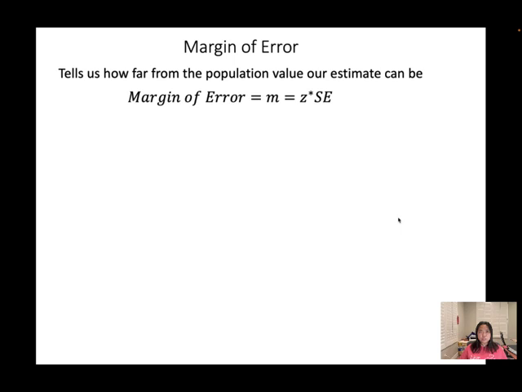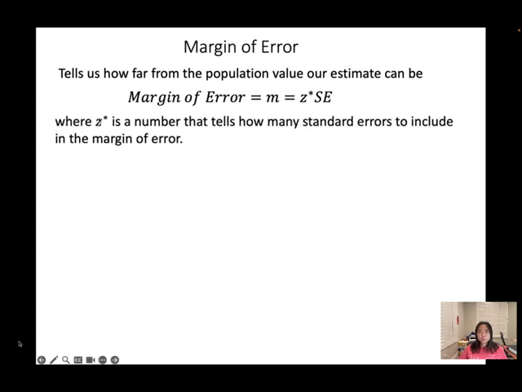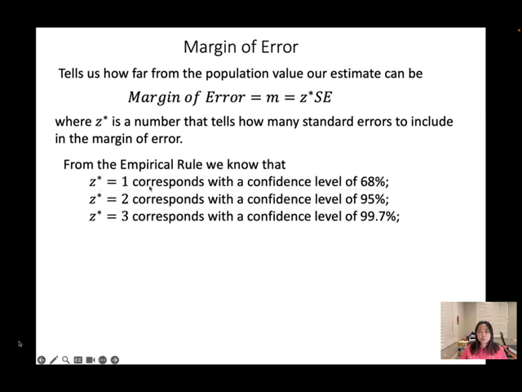Okay, margin of error tells us how far from the population value our estimate can be. We use M equal to z star times the standard error, where z star is the number that tells how many standard errors to include in the margin of error. Remember, for the first example, we're going to use 2 times the standard deviation because by the empirical rule, we know that 95% is talking about 2 standard deviations. So z star equal to 1 corresponds with a confidence level of 68%. This is by the empirical rule. 95% will be equal to 2. 99.7% will be equal to 3.